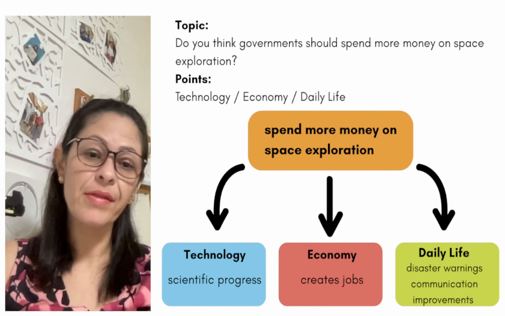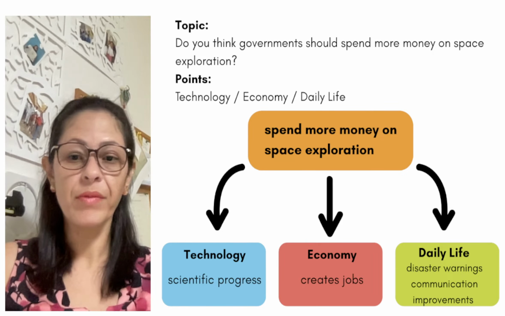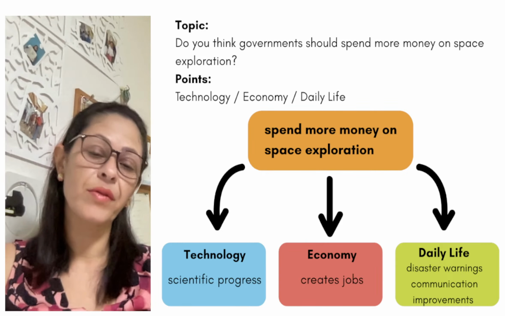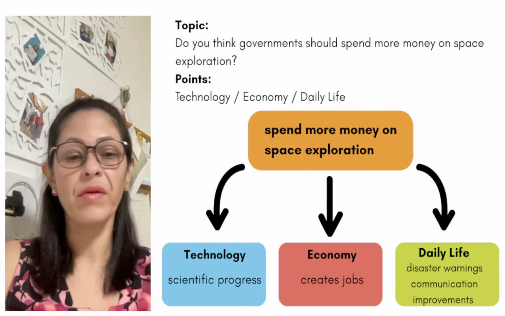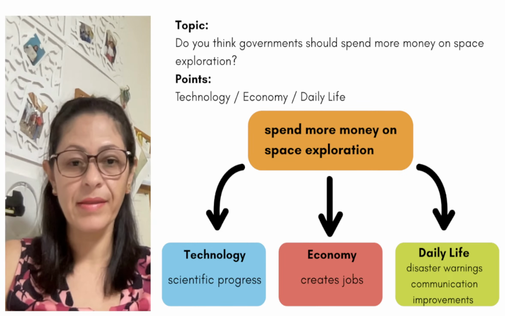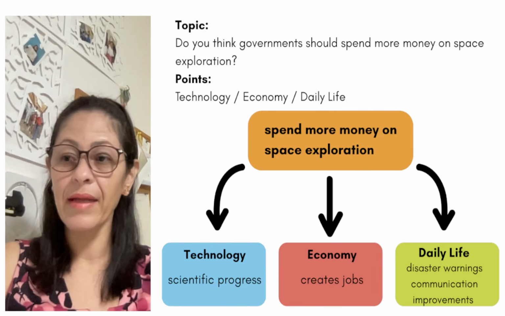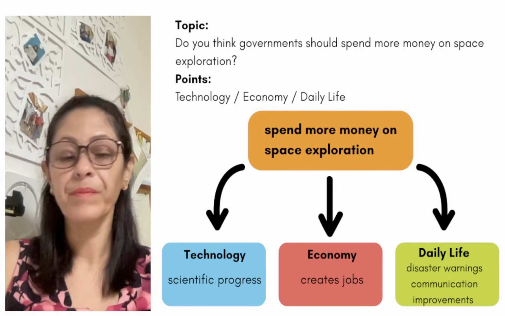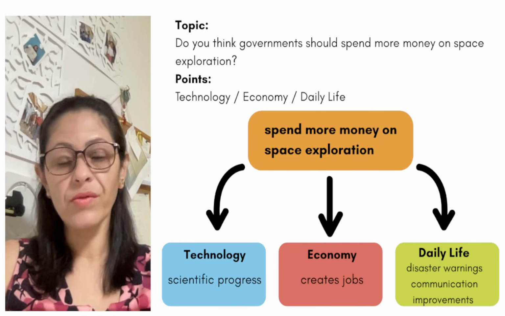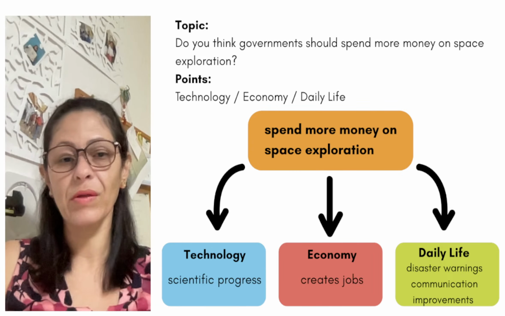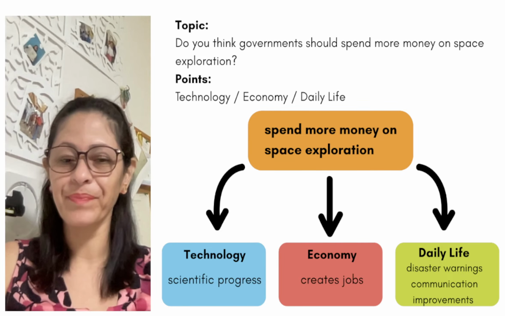And this can help us by keeping us informed, and this way we can take shelter and prepare ourselves for these kinds of events. And also communication improvements. When we talk about the internet, we have wireless internet, phones, cell phones. All of this is used through satellites. So think about those, and then you can choose 2 of those points.